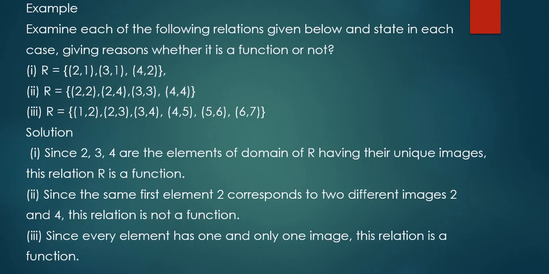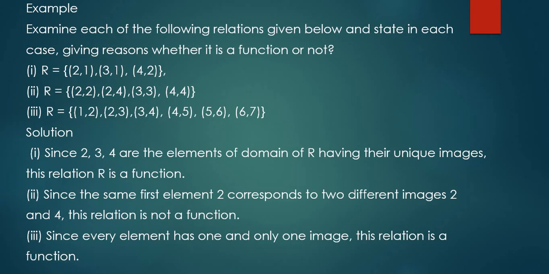Okay. Next is capital R is equal to (2, 2), (2, 4), (3, 3), (4, 4). Here we observe that first two ordered pairs, that is (2, 2) and (2, 4). Image of 2 is 2, and from the second ordered pair we see that image of 2 again it is 4. 2 has two different images, since the same first element 2 corresponds to two different images 2 and 4. അതുകൊണ്ട് ഇത് ഫംഗ്ഷൻ അല്ല. ഈ റിലേഷനിൽ രണ്ട് എലമെന്റ്സ്, രണ്ട് ഇമേജസ് വരുന്നുണ്ട്, 2-ന് രണ്ട് ഇമേജ് ഉണ്ട്, അതുകൊണ്ട് ഇത് ഫംഗ്ഷൻ അല്ല.